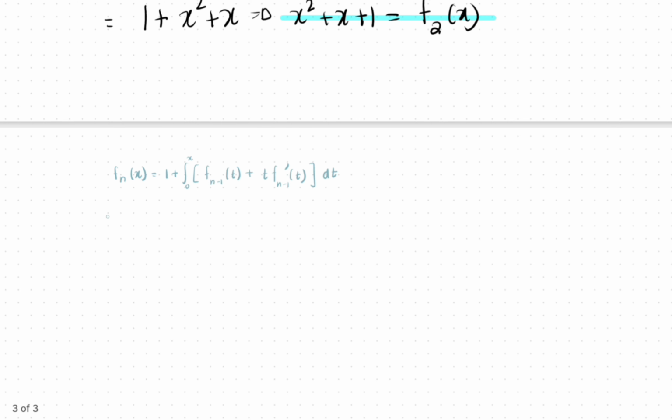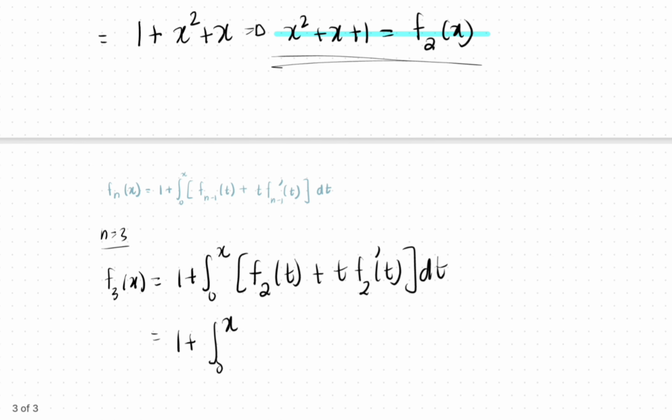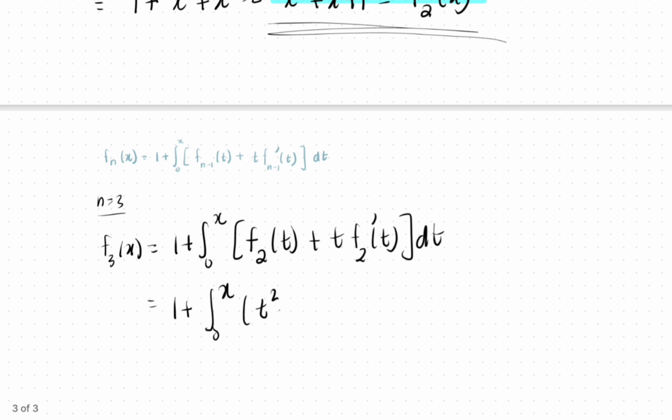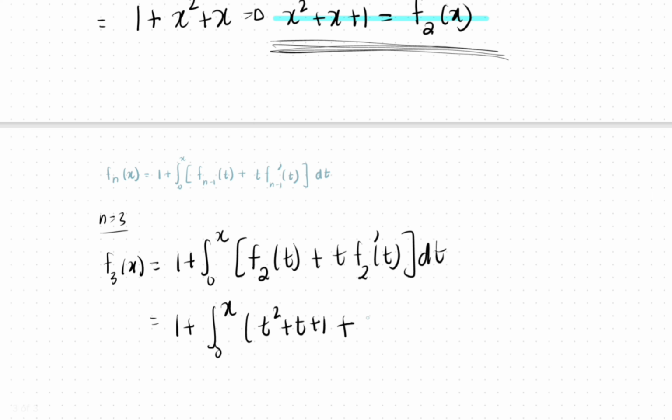Now we're on n equals 3, so f3 of x is equal to 1 plus the integration from 0 to x of f2 of t plus t times the derivative of f2 of t, dt. Once again, we know the value of f2 of t, which is this. So let's replace that. We get t squared plus t plus 1. And then the derivative of this is just 2t plus 1 dt.